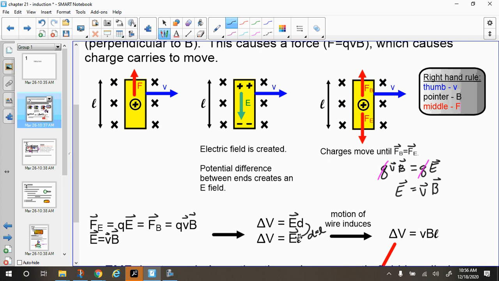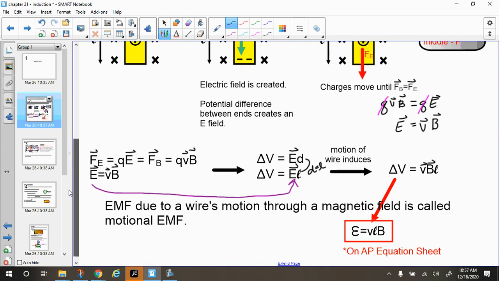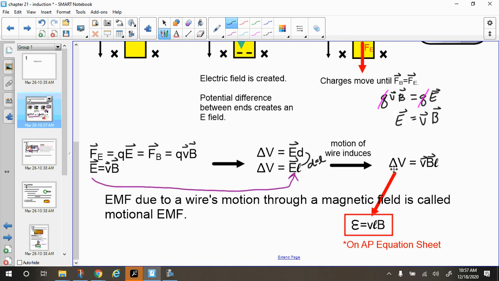So our change in potential is equal to E, the electric field, times position in the electric field. And I'm going to take this expression for electric field and I'm going to plug it into this equation. And that gives me delta V equals velocity of the conductor times the magnetic field times the length of the conductor. And usually a curvy E, an epsilon, is used instead of delta V. And I think those are pretty much just used interchangeably, so that's a good way to think about it. But this is called motional EMF.